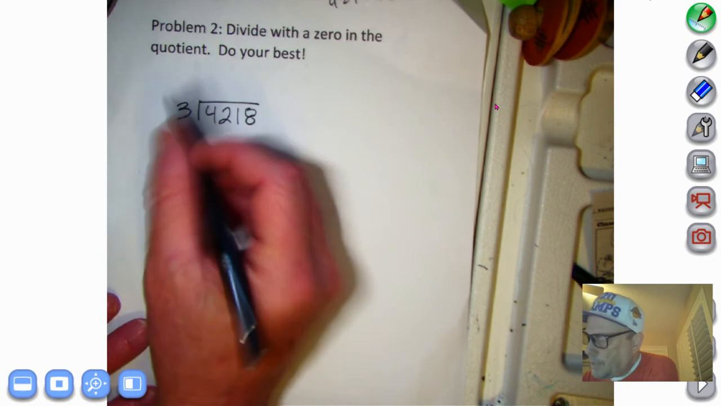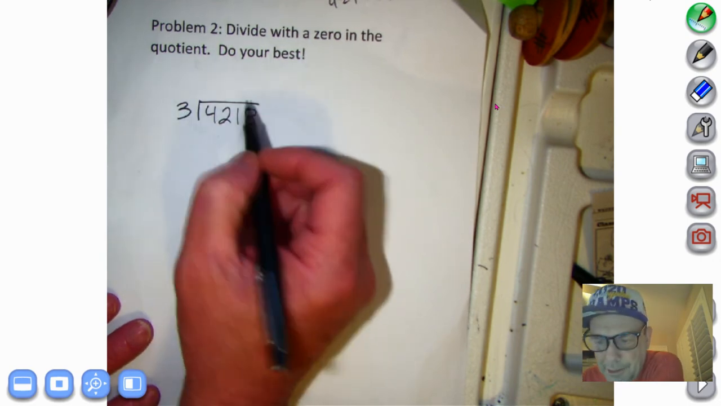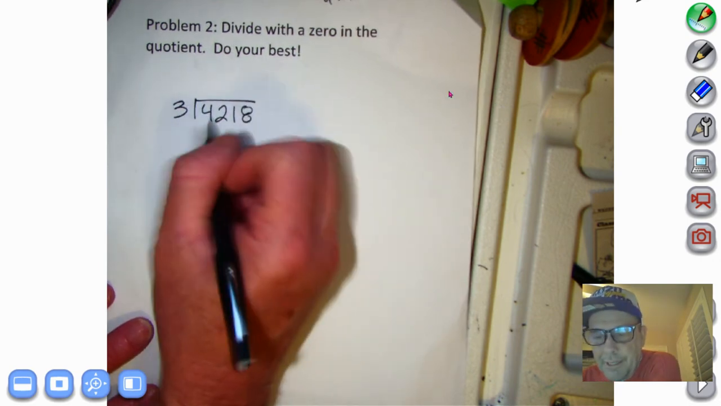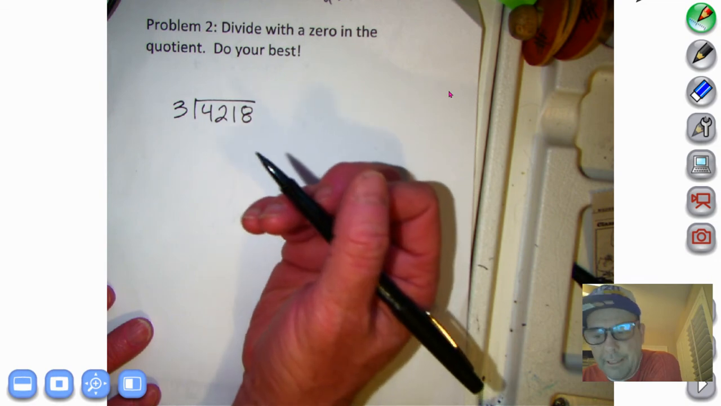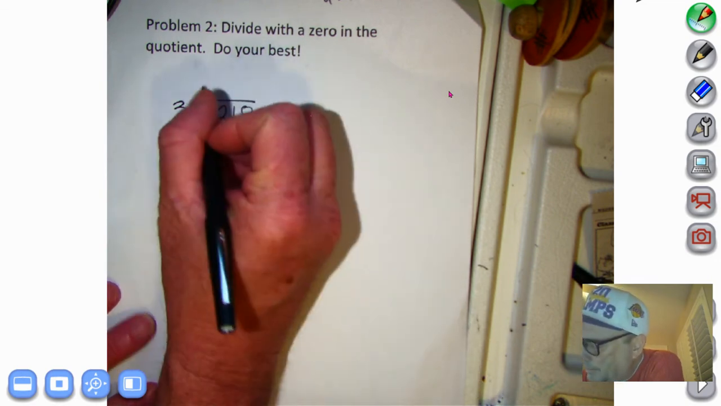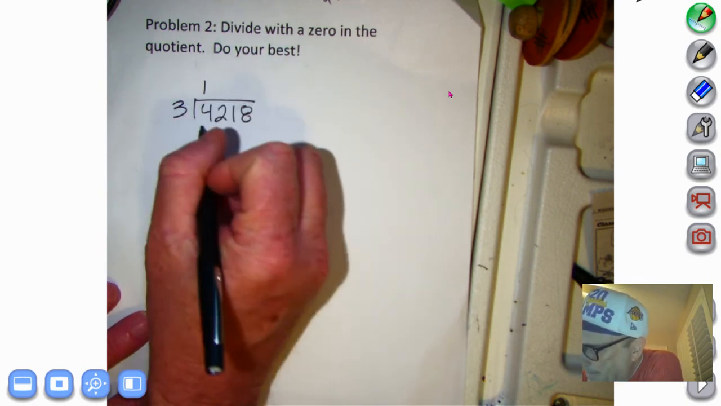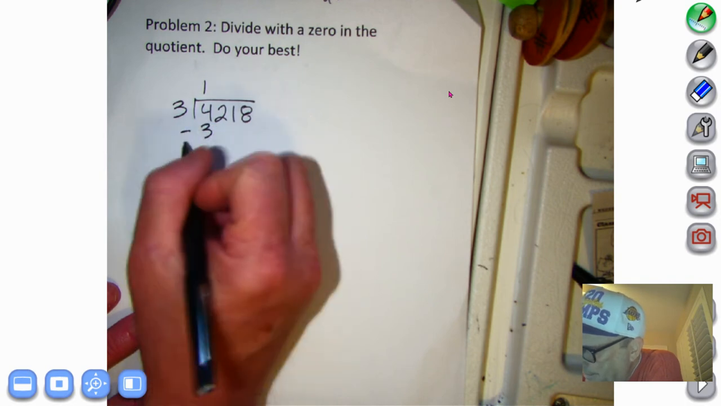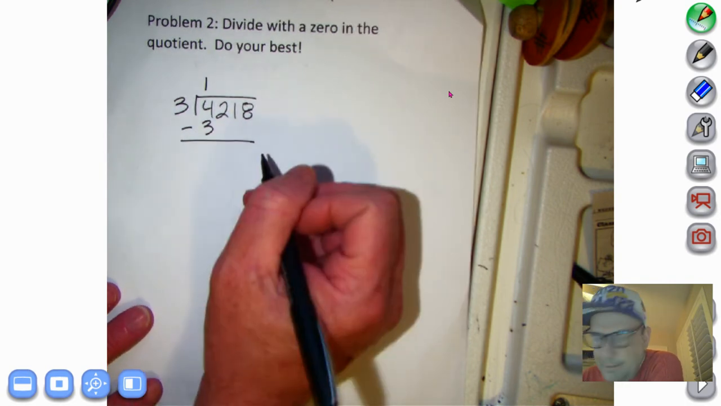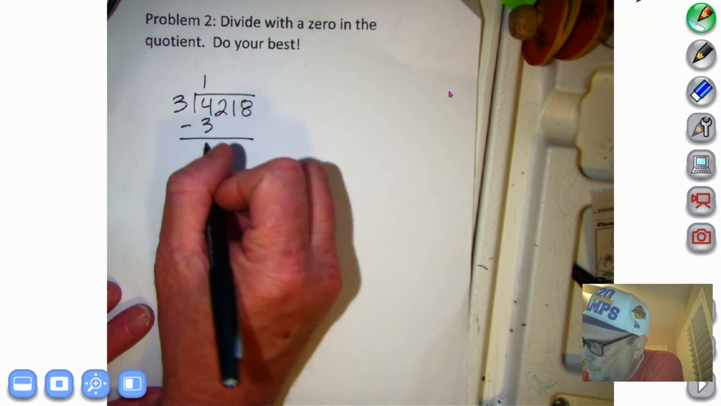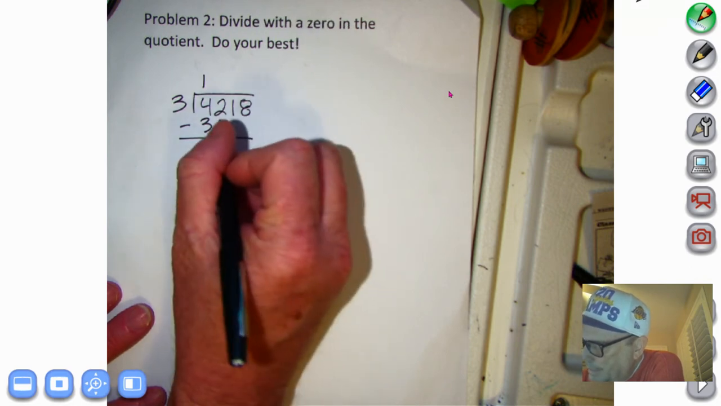So there's going to be a 0 in this quotient, the answer. All right, how many 3s can I fit into 4? Well, 3 times 1 is 3, 3 times 2 is 6. So I know this will be 3 times 1. What's our next step? You got it. Subtract. 4 minus 3 is 1. We bring down the 2.